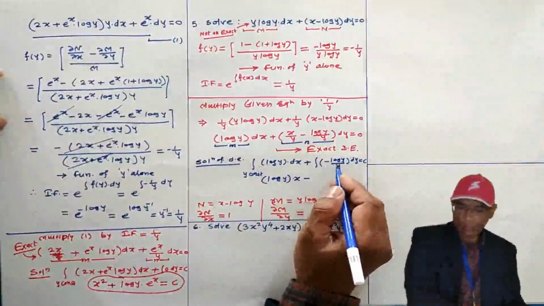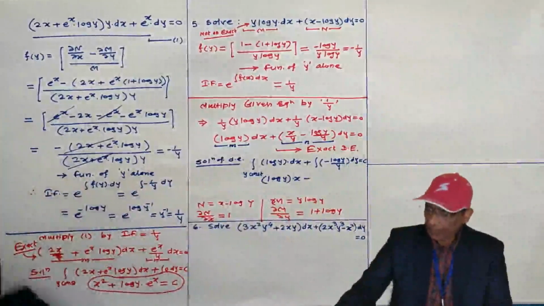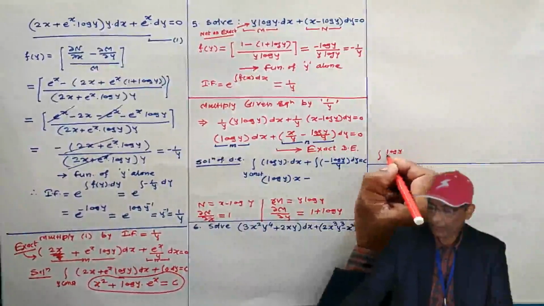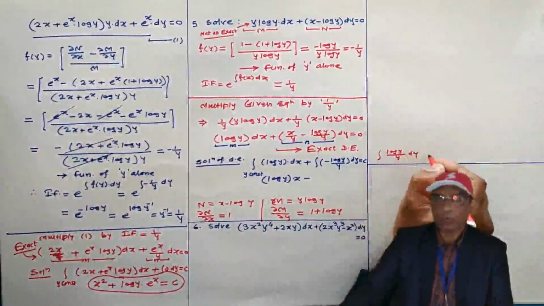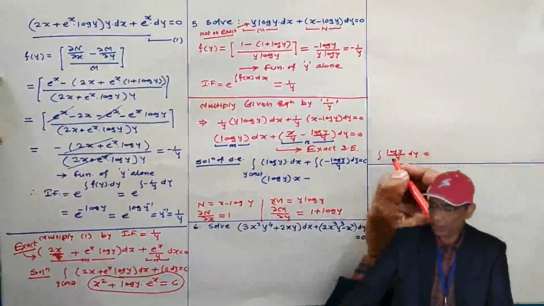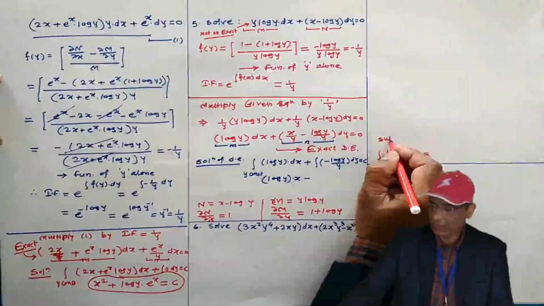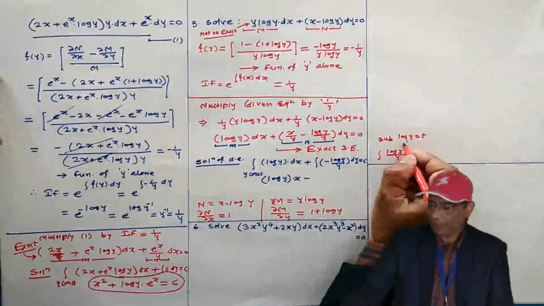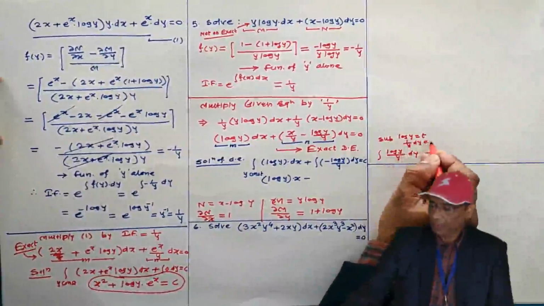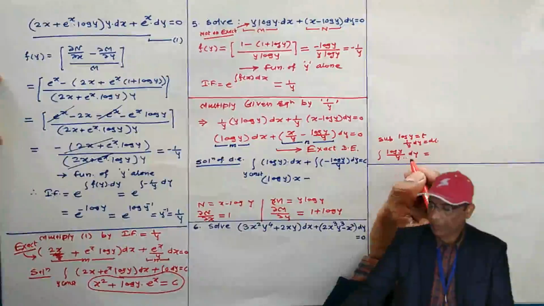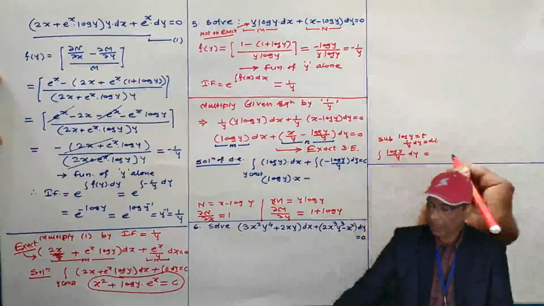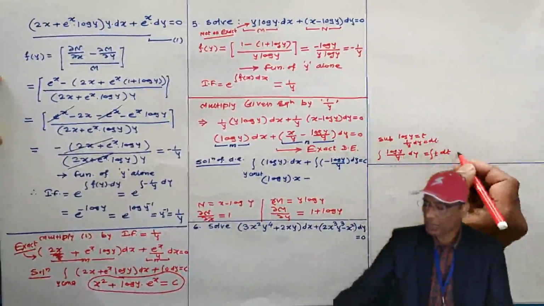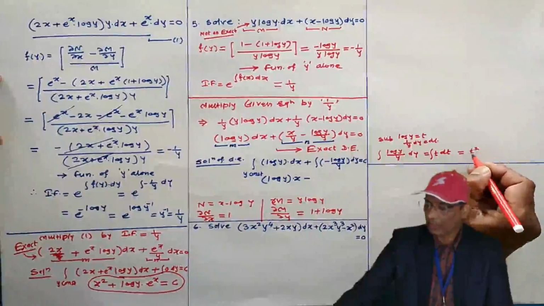How do you get the integration of log y by y? I am writing it: the integration of log y divided by y. See, the derivative of log y is 1 by y. Substitute log y equal to t, and the derivative of log y is 1 by y dy, and the derivative of t is dt. So log y by y dy is t dt, and the integral of t is t square by 2, and finally the value of t we can put.